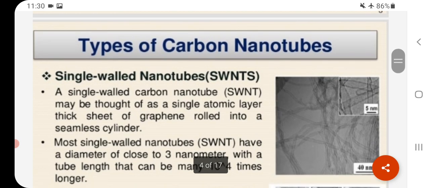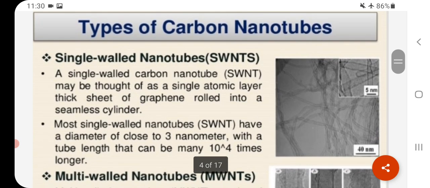Next, types of carbon nanotubes. Two types of carbon nanotubes: single wall nanotubes and multi-wall nanotubes. First, single wall nanotubes. A single wall carbon nanotube may be thought of as a single atomic layer thick sheet of graphene rolled into a seamless cylinder.